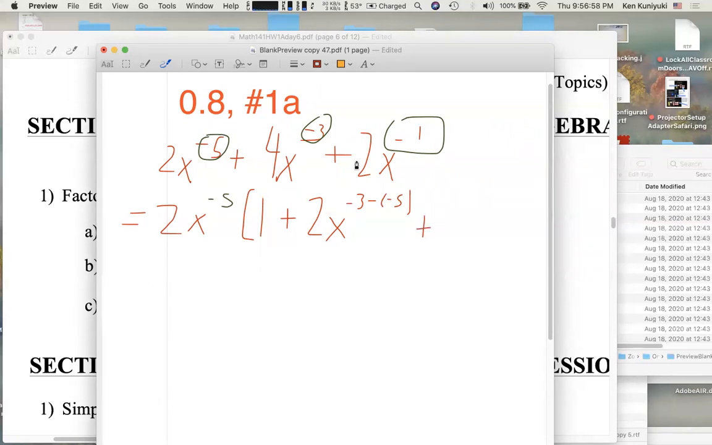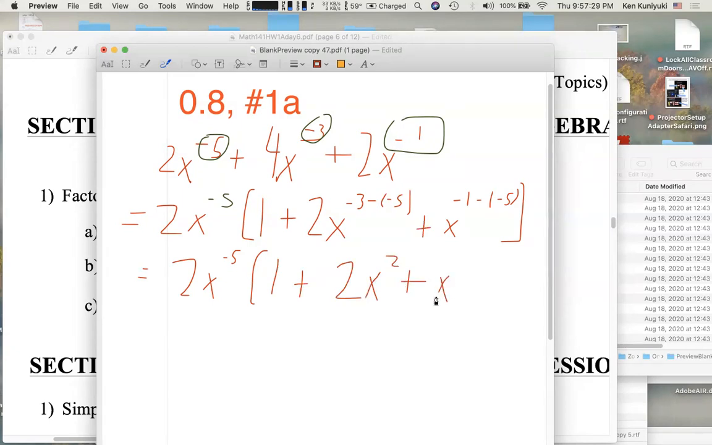Plus 2 divided by 2 is 1. And then x to the negative 1, take away the negative 5. We'll write that. So you start off with a subtraction, but you're correct that you end up adding. Questions? 2x negative fifth, quantity 1 plus, you said it, 2x squared, plus x to the fourth.